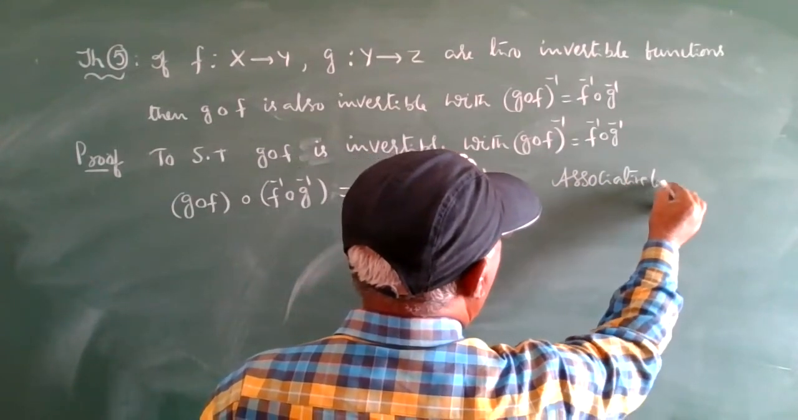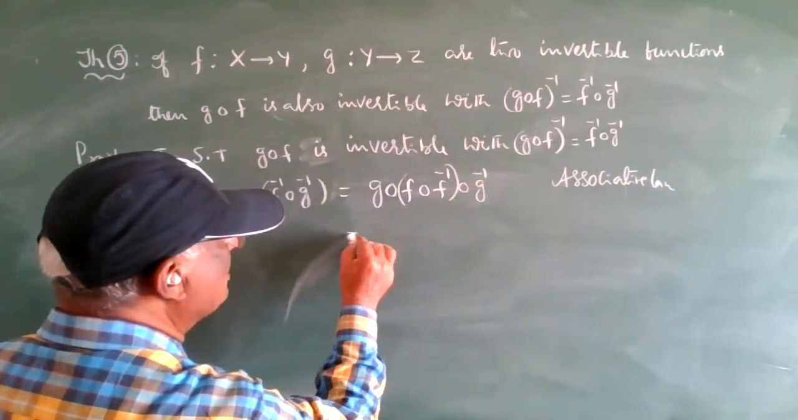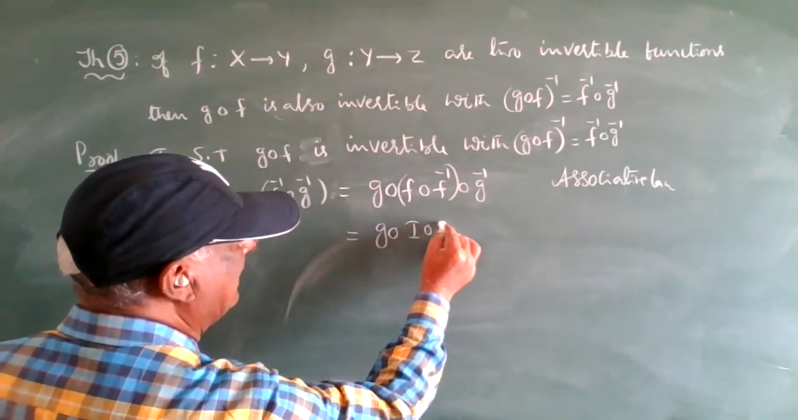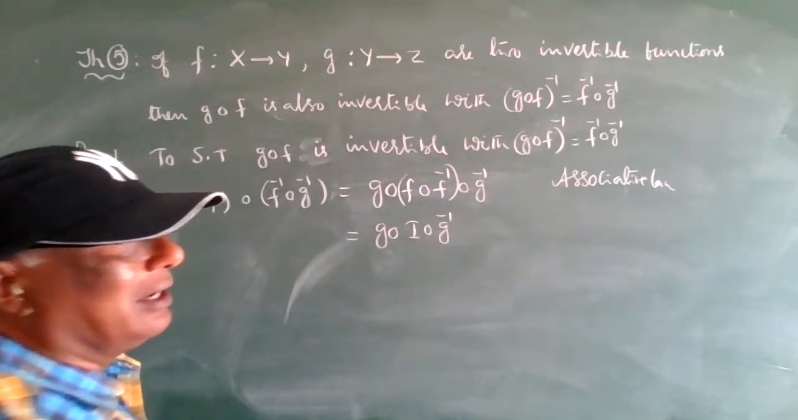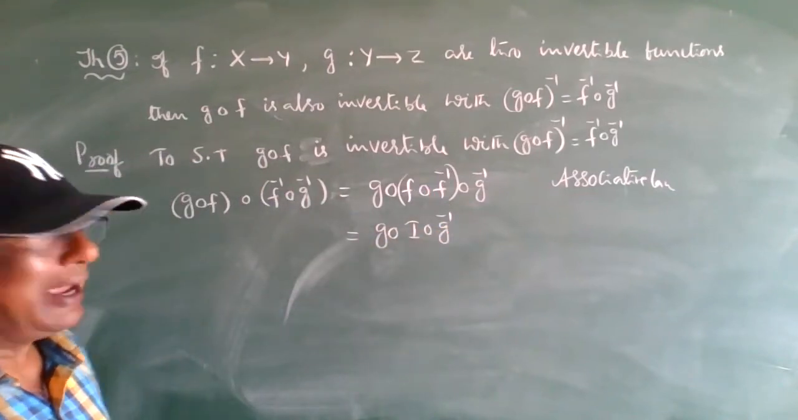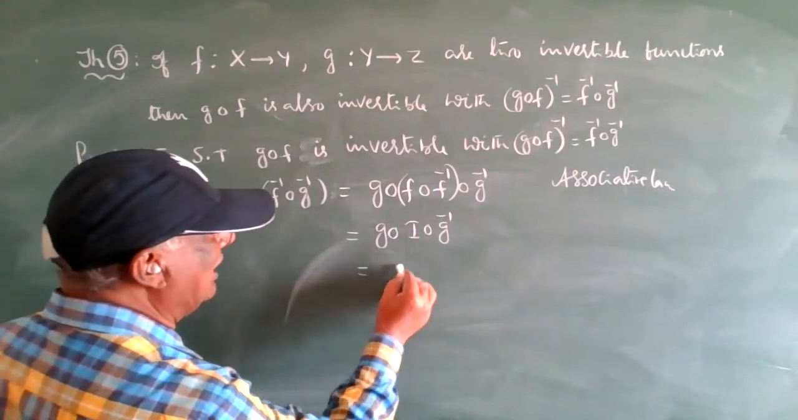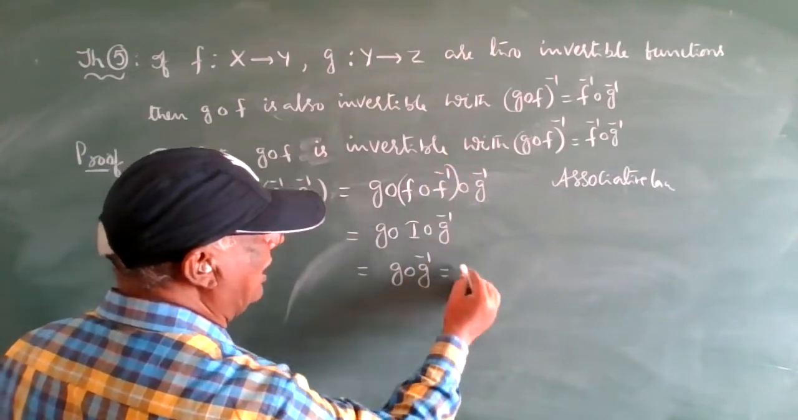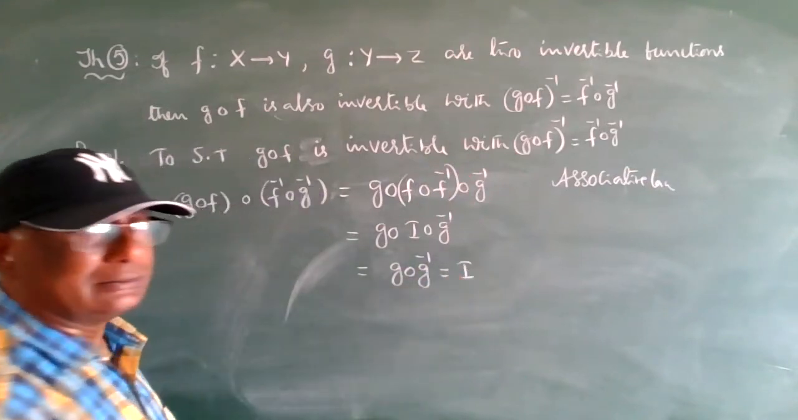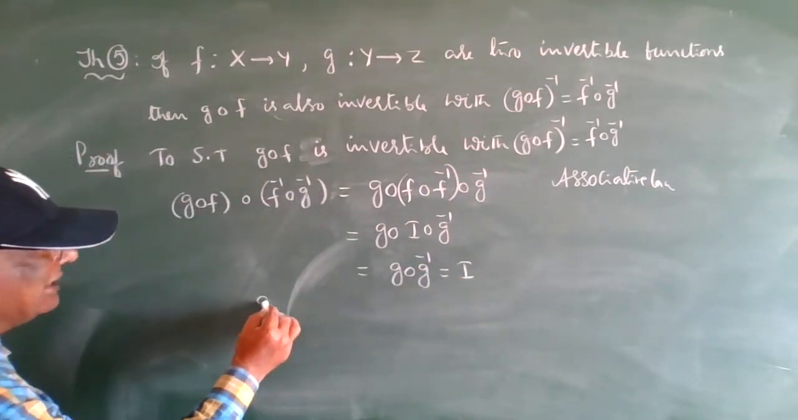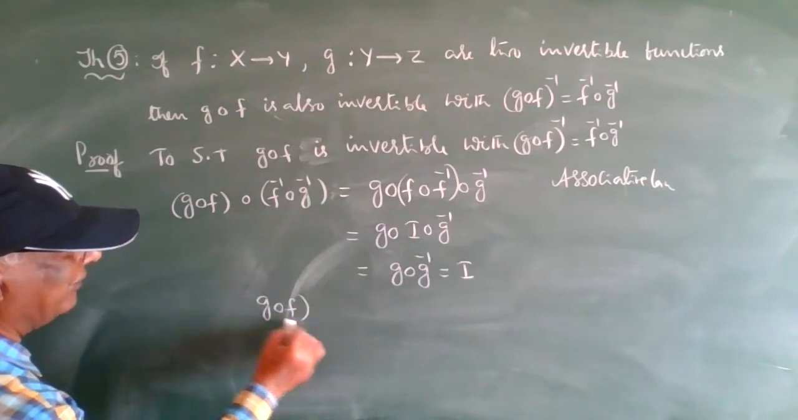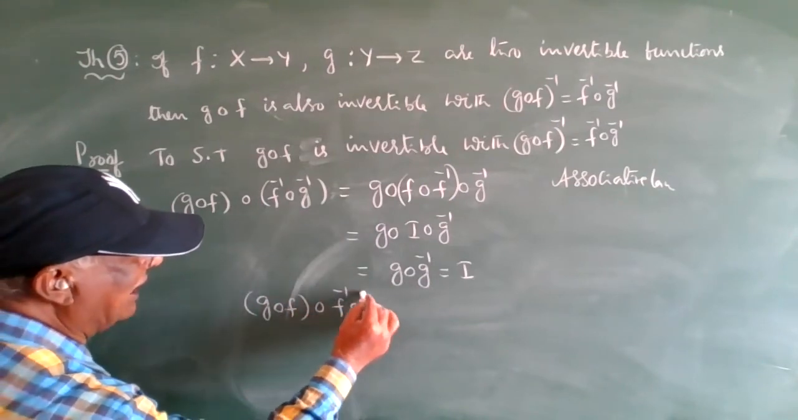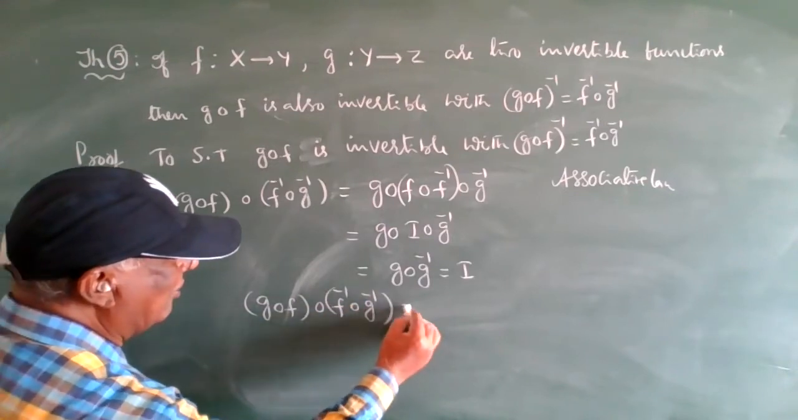By the associative law, G circle F circle F inverse circle G inverse. Identity gives the same. Therefore, G circle G inverse, by the inverse property, is I. Therefore, G circle F circle F inverse circle G inverse is equal to I.